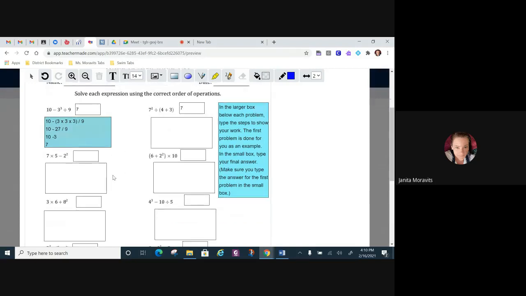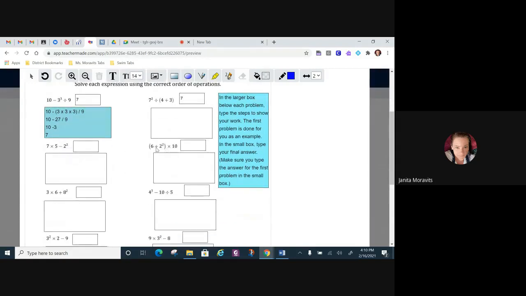Pay attention to this one, this one has an exponent inside the parentheses. So you're still going to work the parentheses first, but inside it you've got to take care of the exponent. 2 to the second power is the same as 2 times 2. 2 times 2 is 4. 6 plus 4 is 10, and 10 times 10 is 100.